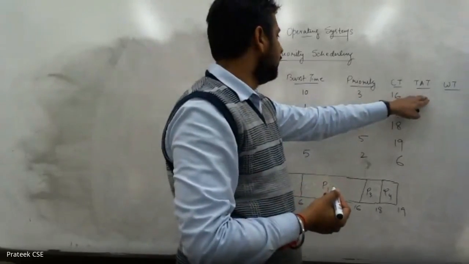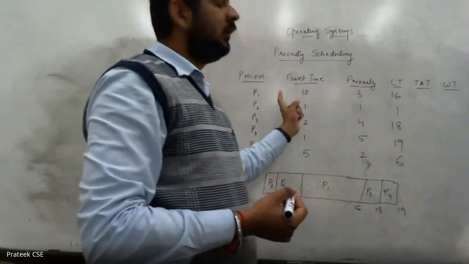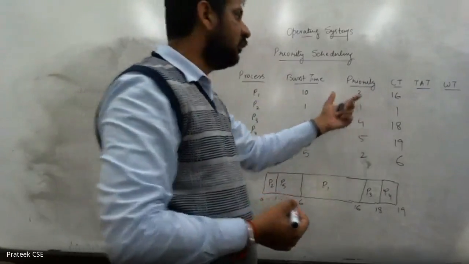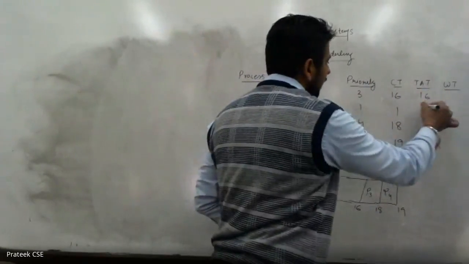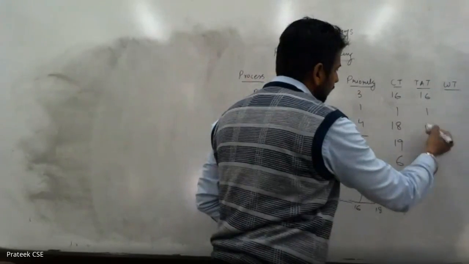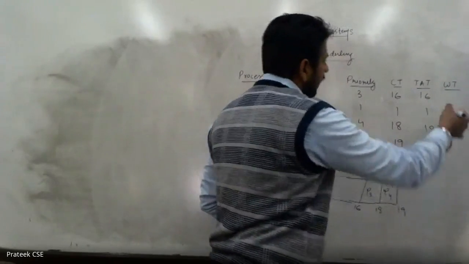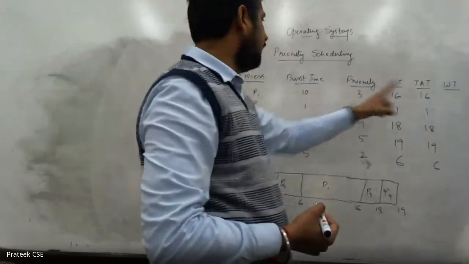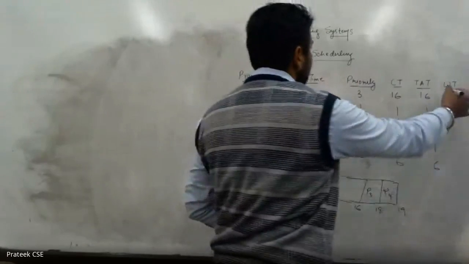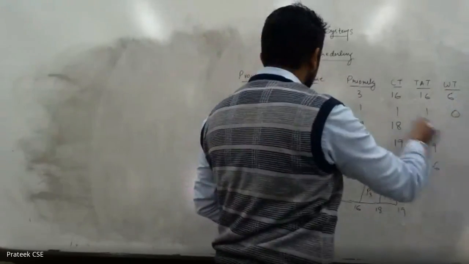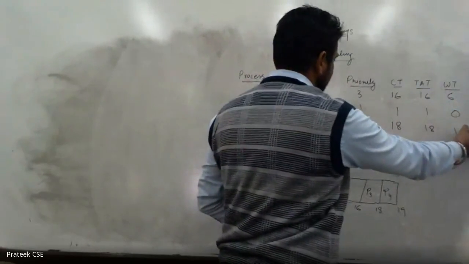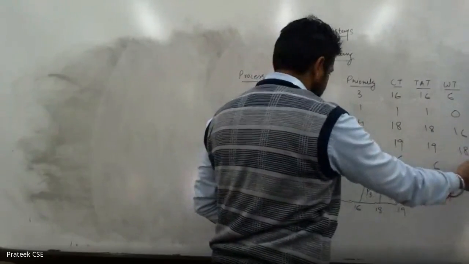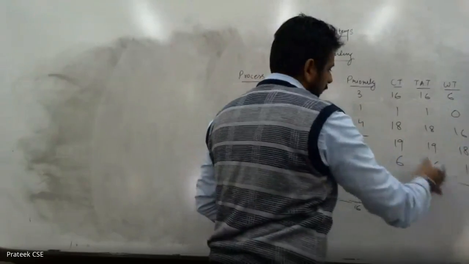If we talk about turnaround time, we do not have arrival time here, so we will assume that the arrival time for all the processes is 0. So it will be the same as the completion time. And if we talk about waiting time, waiting time is always turnaround time minus burst time. So it will be 6, 0, 16, then 18, and then 1.